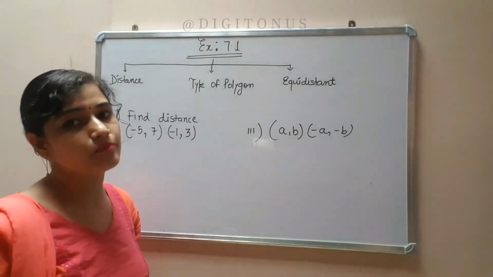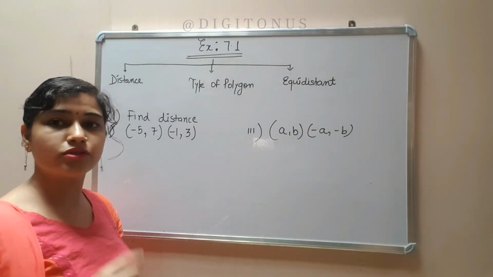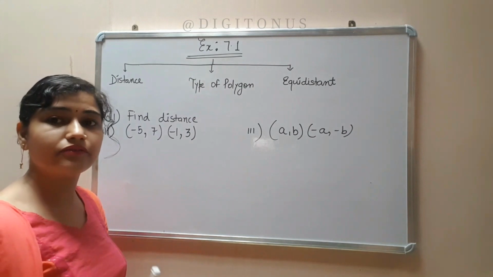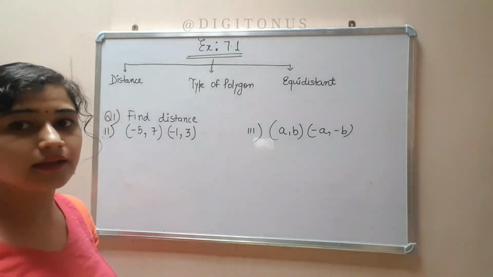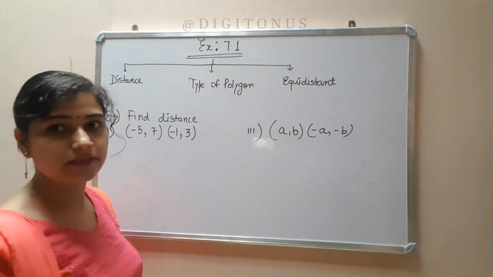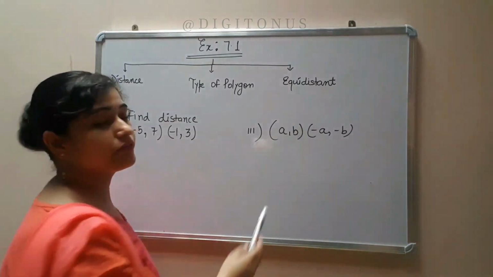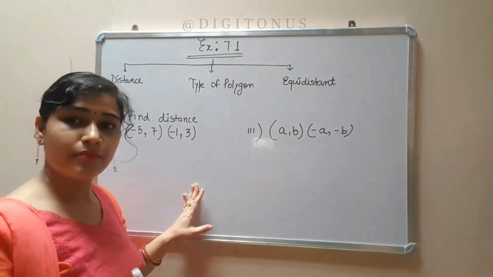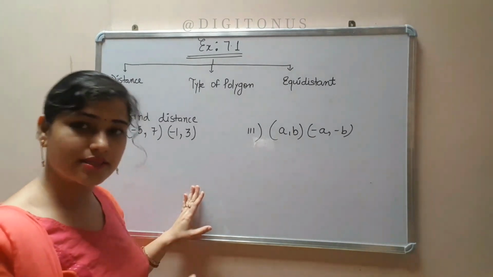Second, name the type of polygon. This means they will give you 3 or 4 coordinate points, and then they will ask which type of polygon it will be, triangle or quadrilateral, and which type of quadrilateral or which type of triangle. Then equidistance. These three types of questions we will study in this exercise, but all are based on the distance formula.